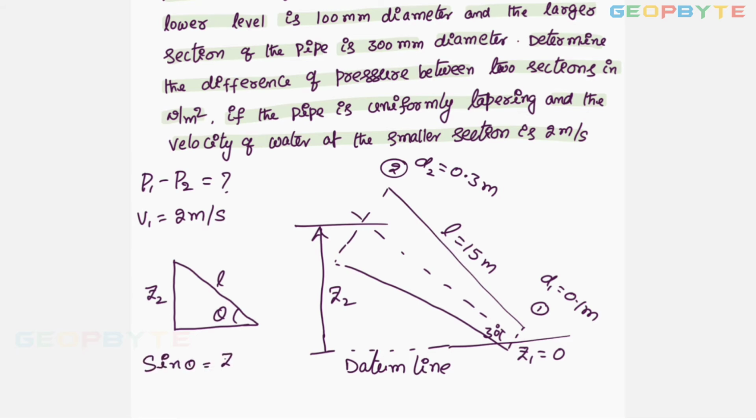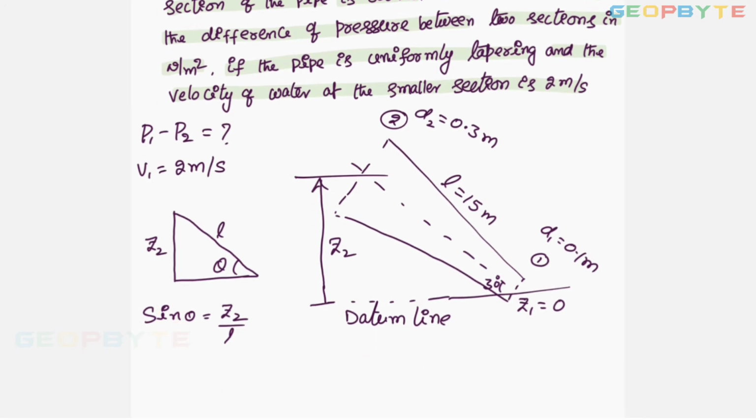Sin theta equal to Z2 by L. From this Z2 equal to L, which is 15 meters, into sin 30 degrees. Simplify the value. You know sin 30 is 1 by 2. 15 into 1 by 2 equal to 7.5 meters. That is the elevation for the section 2.